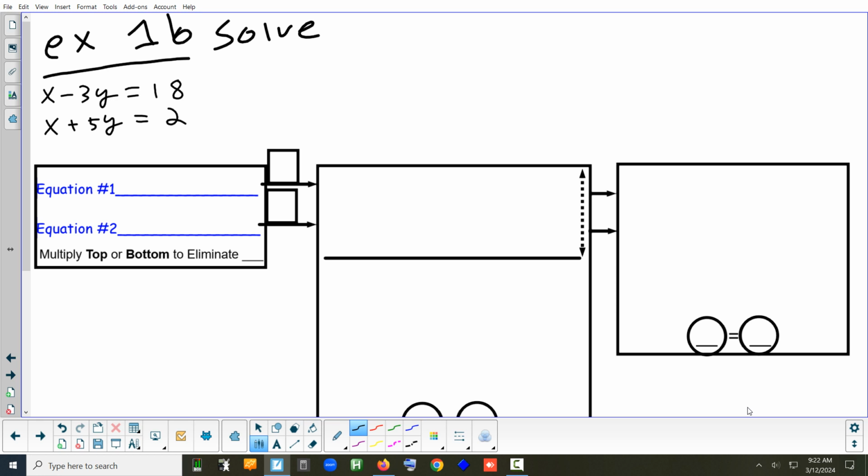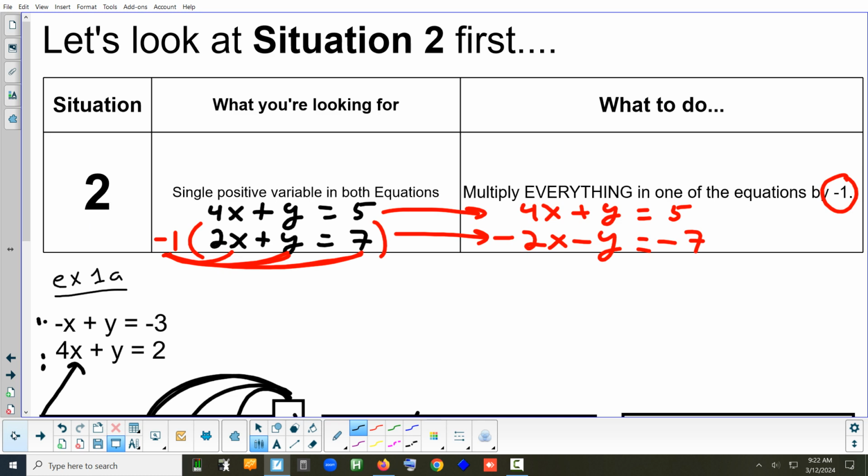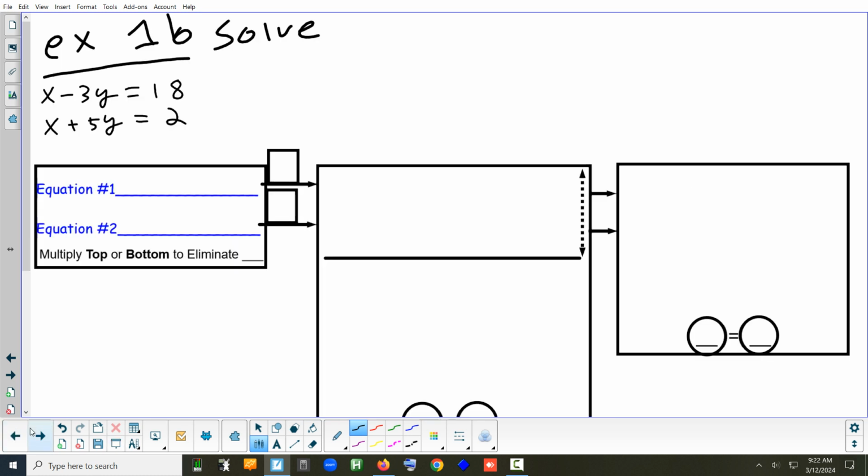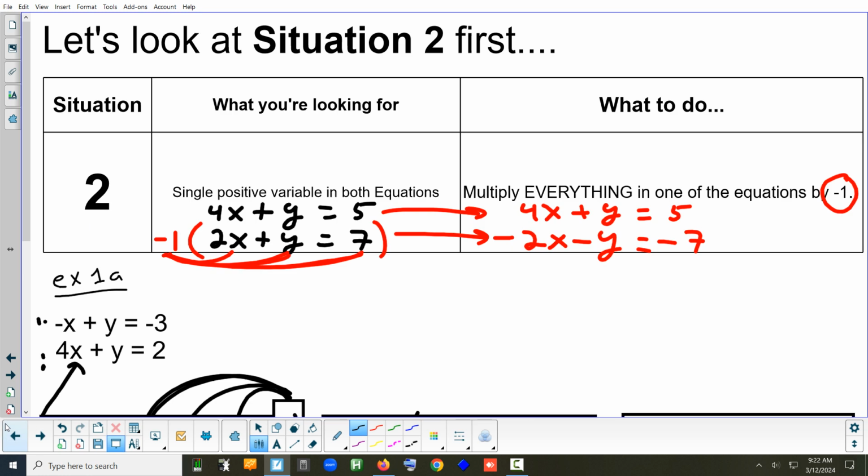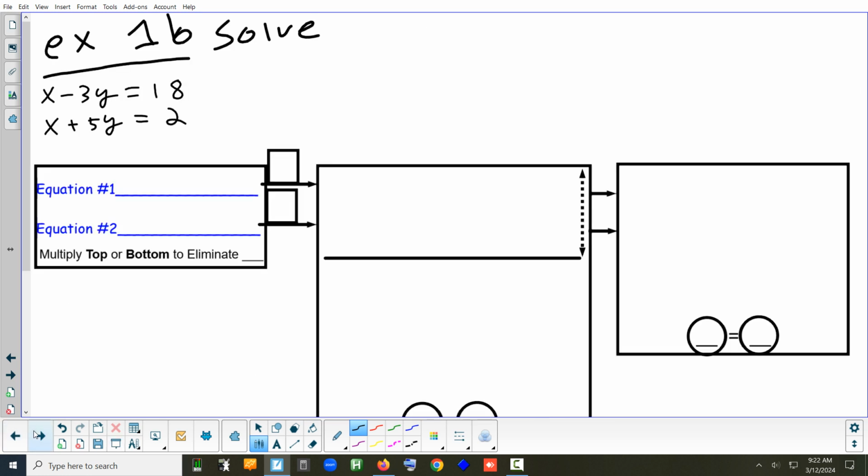Do we have the same single positive variable in both equations? Yes. So then the what to do part: multiply everything in one of the equations by -1. Now, are the equations already lined up? Yes. So then we can copy them down. So x minus 3y equals 18, and x plus 5y equals 2.